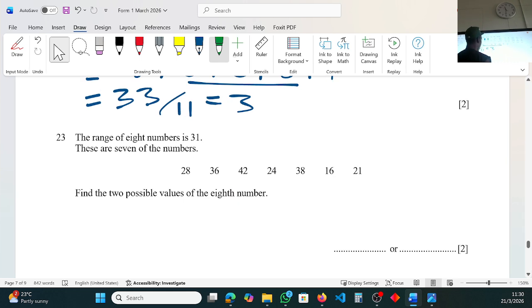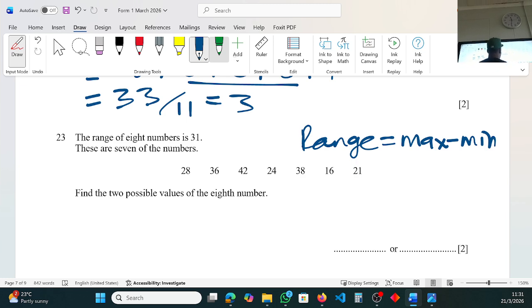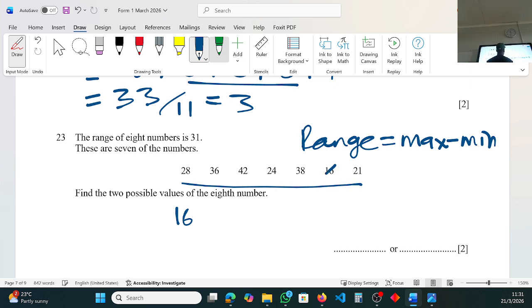Now, there is a bit of a statistical problem. The range of 8 numbers is 31. So what's range? That will be our first question. Range is simply the difference between maximum and minimum. So we are given a list of values here. These values are not in order, so we might be interested in sorting them because our idea is to find the range. By inspection, it looks like the smallest number there is 16.